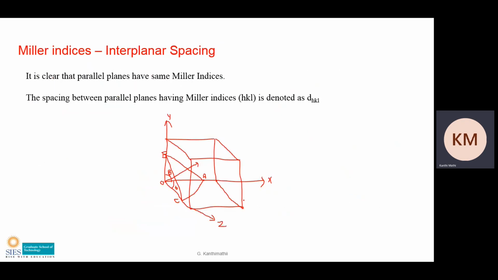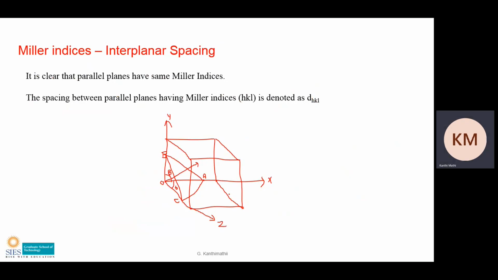Now we come to the next important part of Miller indices, which is interplanar spacing. The word itself clearly tells you that interplanar distance is the distance between two planes. We focus mainly on parallel crystal planes here, and we know that they have the same Miller indices. The spacing between these parallel planes is called interplanar spacing, and we denote it by the letter d with subscript hkl, the Miller indices value. Our aim now is to find a mathematical expression for d.